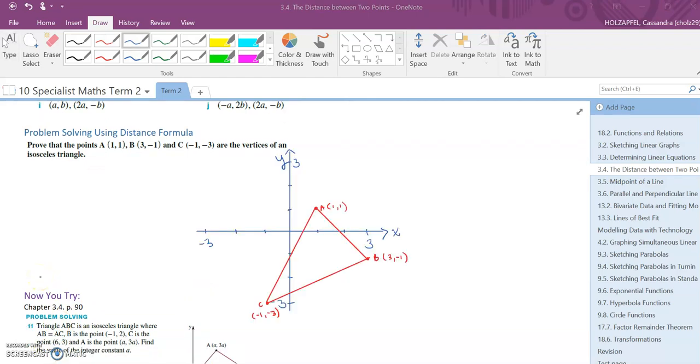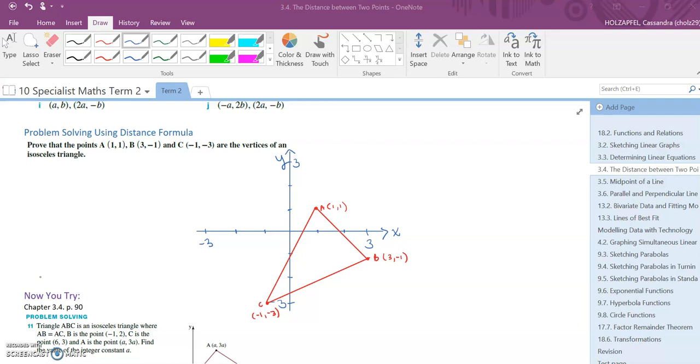All right, so I've just quickly drawn this triangle for you. We need to prove that these 3 points are the vertices, or the corners, of an isosceles triangle. An isosceles triangle is a triangle that has 2 sides that are the same length and 1 side that's going to be a different length. So really we're trying to prove that 2 of these sides are the same length and that 1 of these sides is a different length.